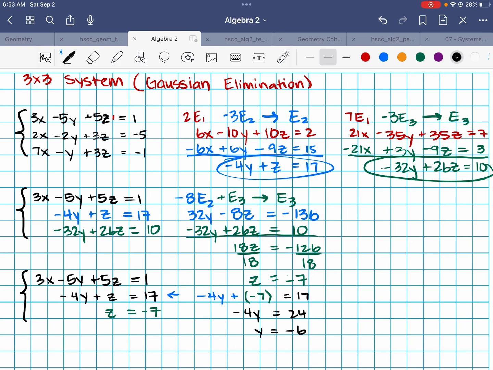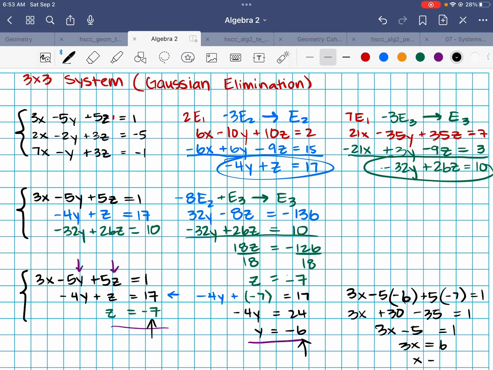Now we're going to take those two answers, right? We're going to take the two answers, y and z, and we're going to replace them into our E1. And this is going to give us 3x, sorry, my mistake, 3x, minus 5 times that y value, which is -6, plus 5 times that z value, which is -7, and that should equal 1. So we rewrite it, simplify. We got 3x plus 30 minus 35 is equal to 1. To help you guys with that simplifying, 3x minus 5 equals 1. 3x is equal to 6, which means x is equal to 2.